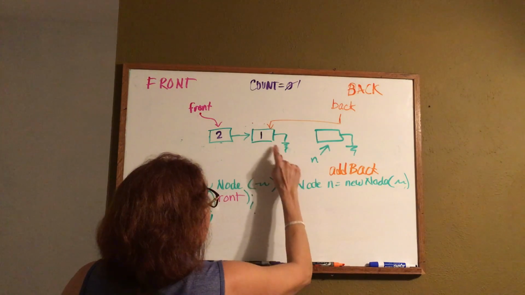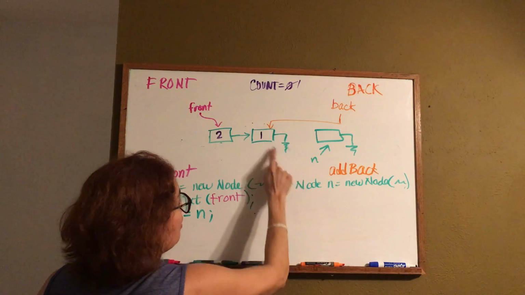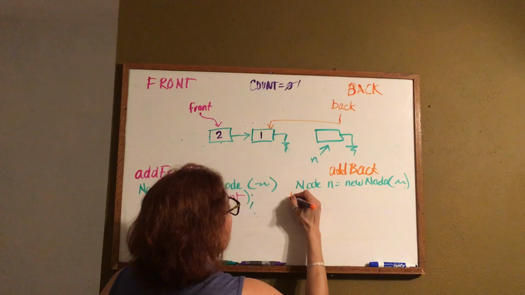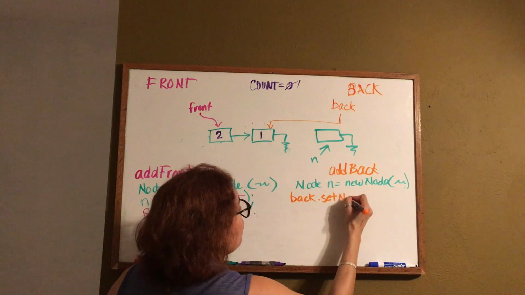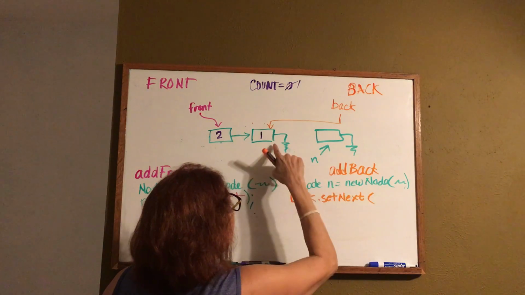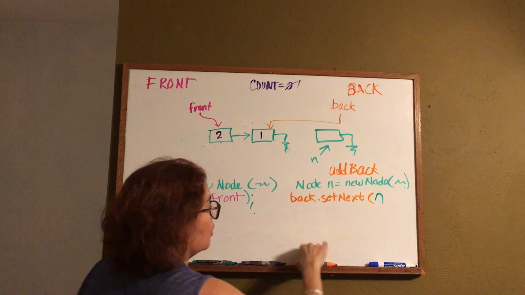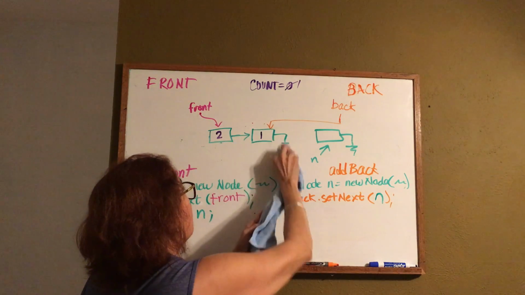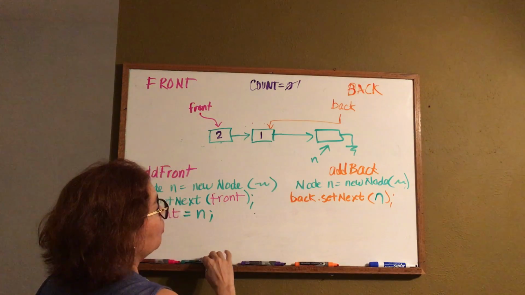So this is back, so I am going to say back dot set next to n, because this is the one that I am moving over there. So I'm going to say back dot set next, which moves the arrow of back, which is here, to n. There you go. So I have put the arrow right there. So that means that back is now referencing n, okay?